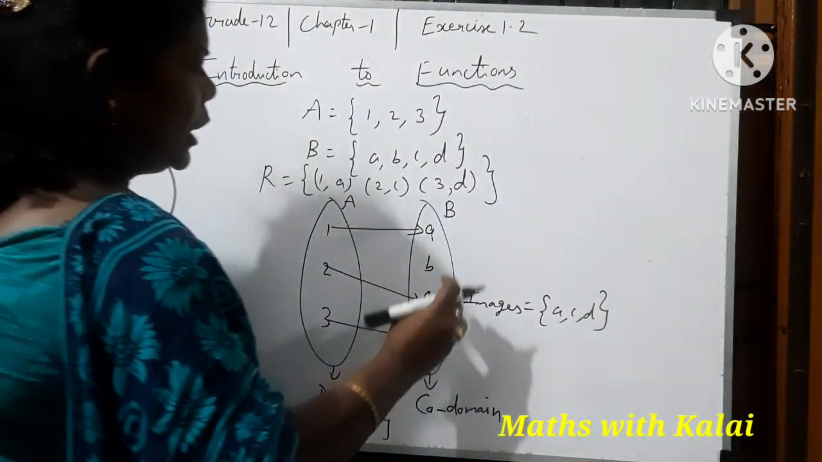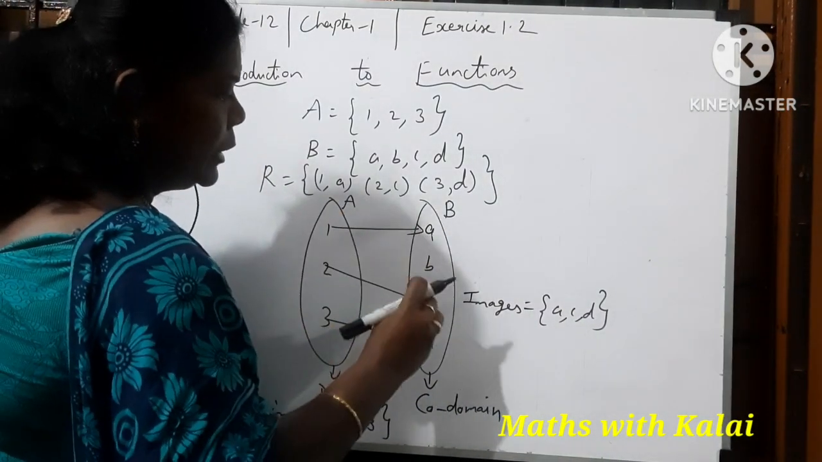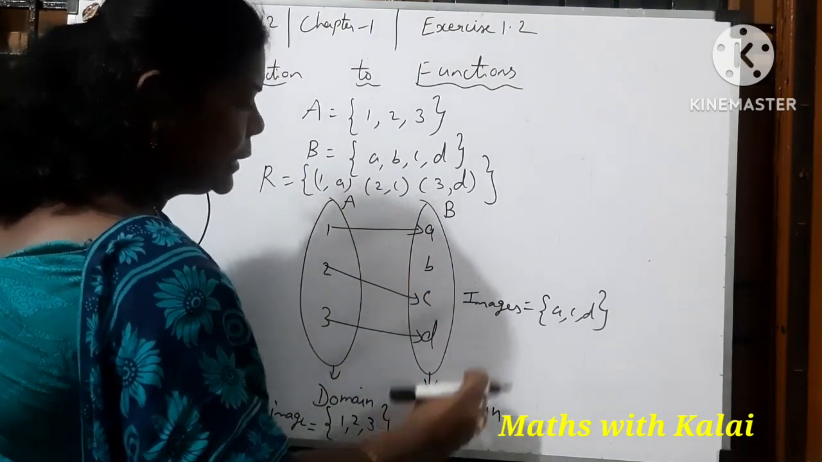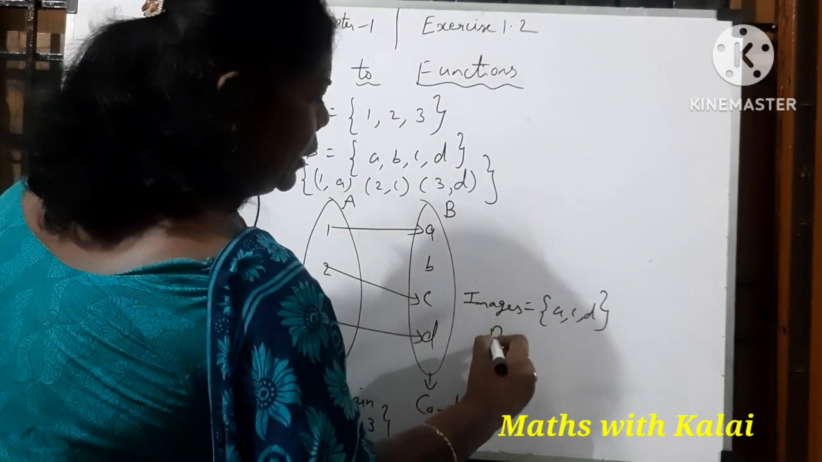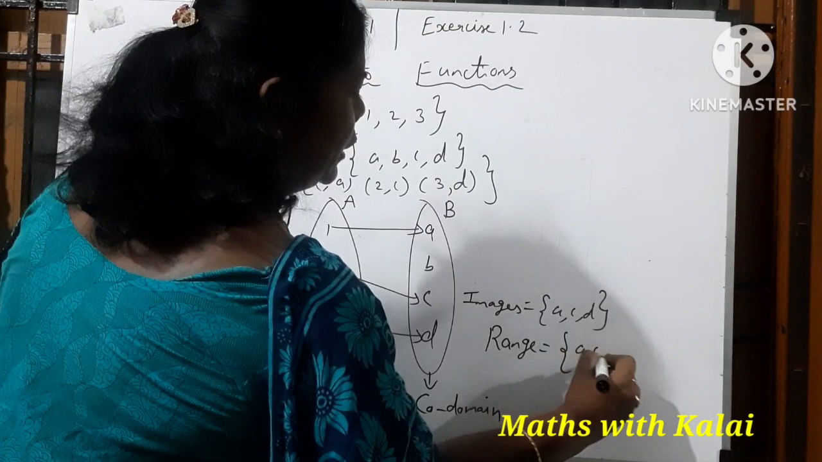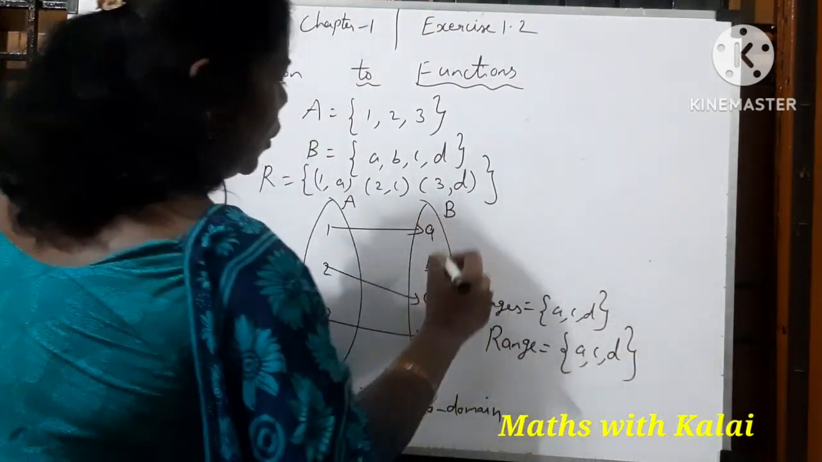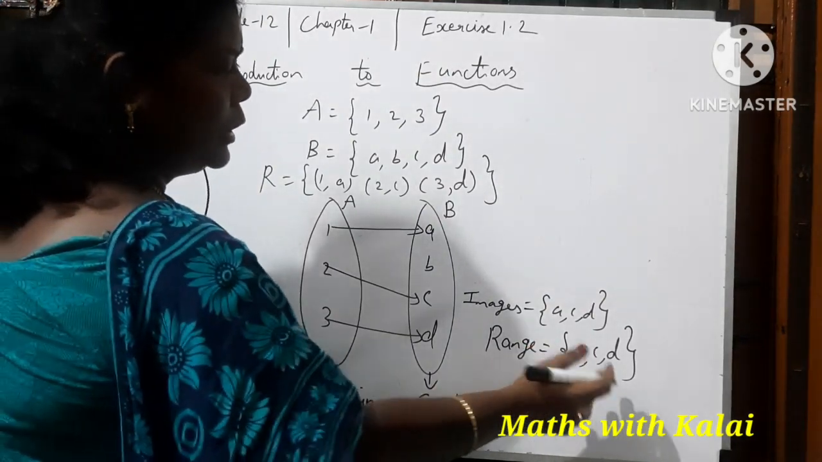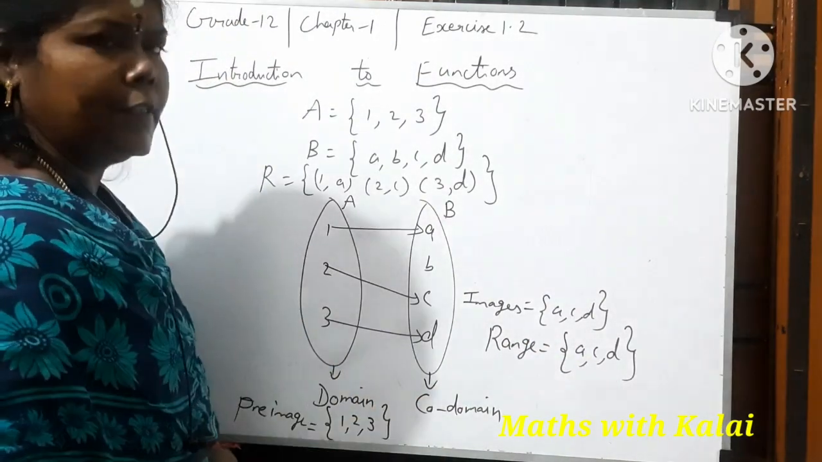Next, the elements of the codomain set to which mappings have happened are the images, and you can also write them as the range. What is the range? That is also equal to a, c, d. All the images formed in the codomain are called your range. The range is also a, c, d.